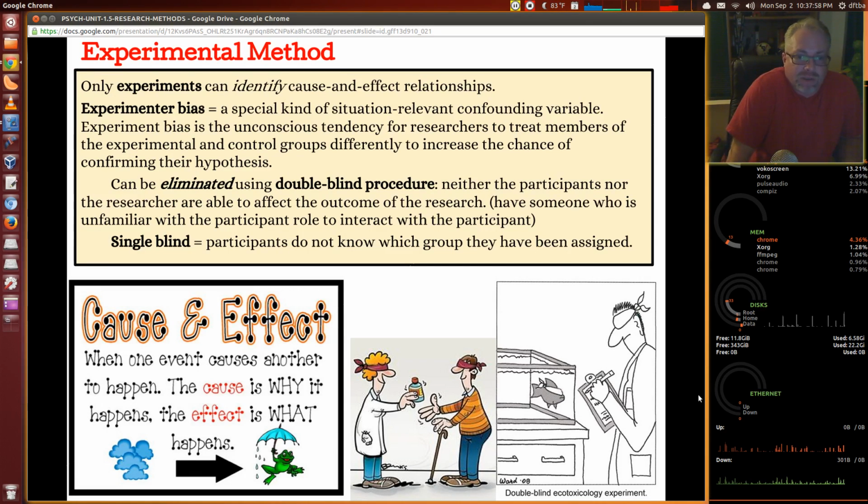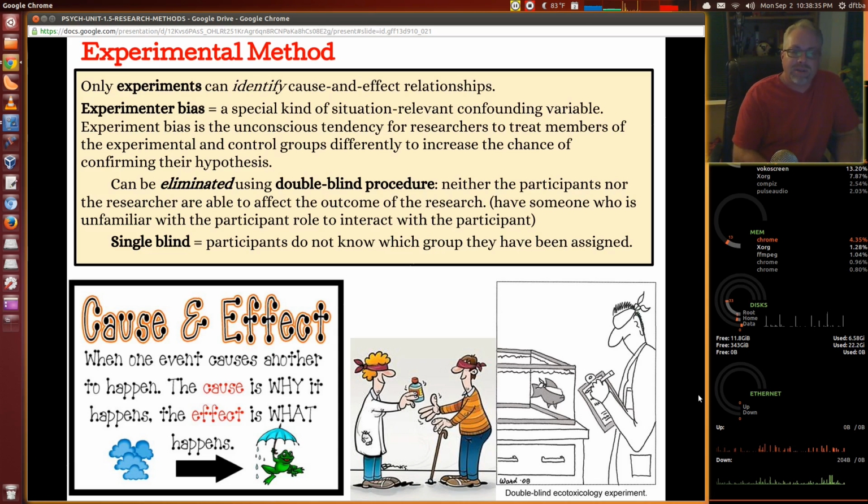This is a special kind of situation relevant confounding variable where the experiment bias is the unconscious tendency for a researcher to treat the members in a special way. So if you're asking somebody a survey question and you're inflecting with your tone of your voice, or trying to say it in a way, you may not even be aware you're doing that. Maybe it's body posture, maybe it's hand motions, or the way your facial expression looks at them. It could potentially change their answer of the survey, and you can get a different result.